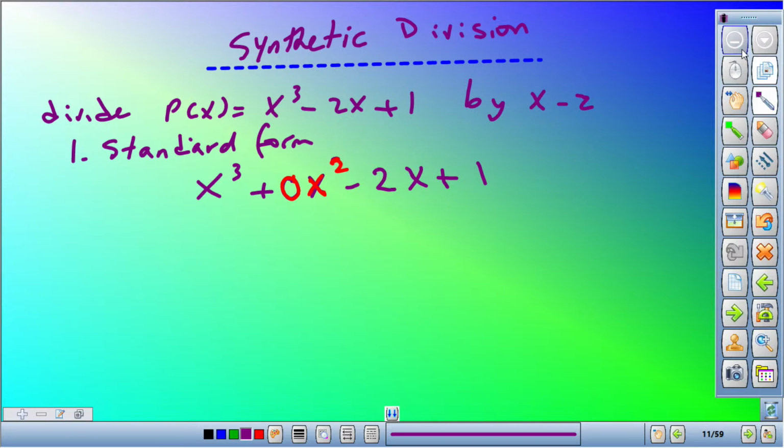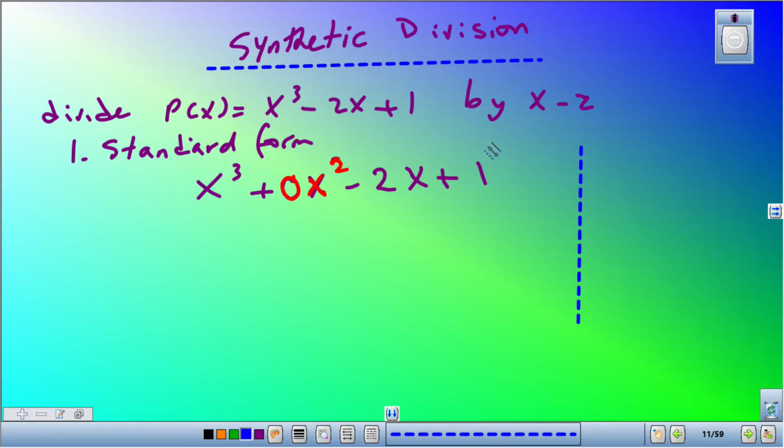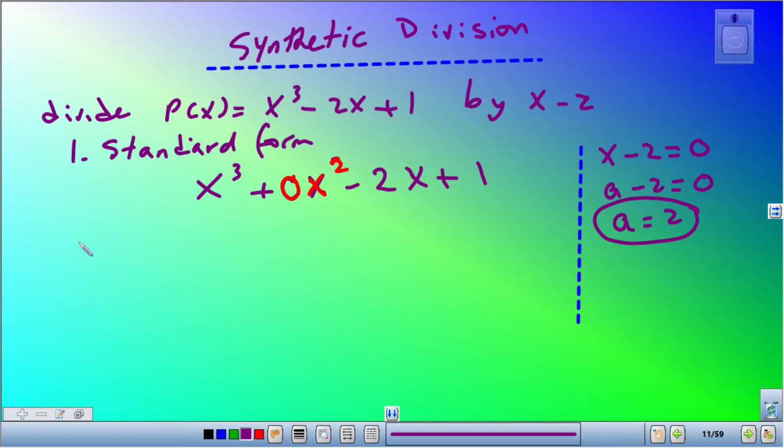Now, before you start, standard form is one thing that you have to fix if it's not there. And the second thing is to solve for the a. So take the x minus 2 and put that equal to 0. That's going to give you the a term. Basically, you're saying x minus 2 equals 0, and the a is going to equal 2. This 2 is very important because that's the one that you're going to establish your synthetic division upon. So I'm going to have to put 2 here.